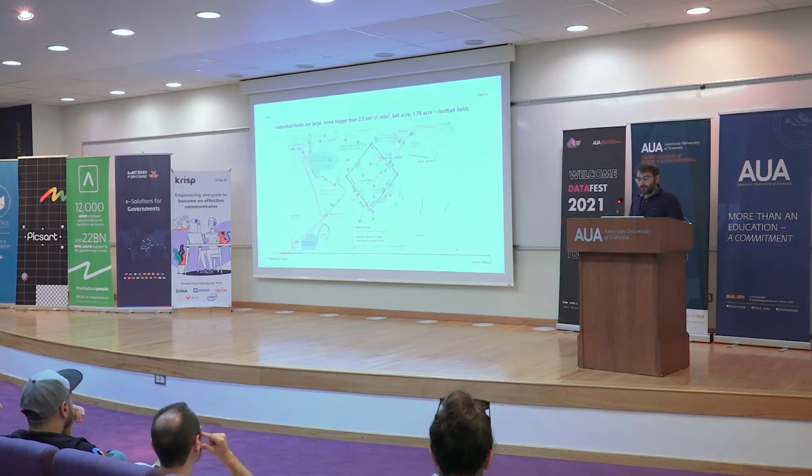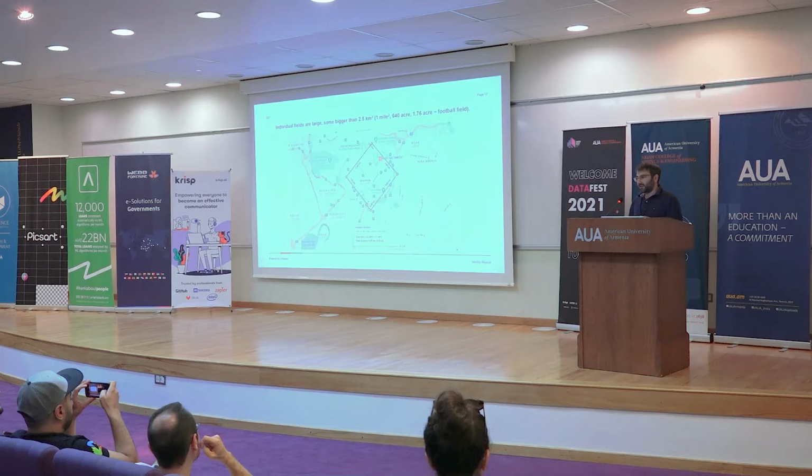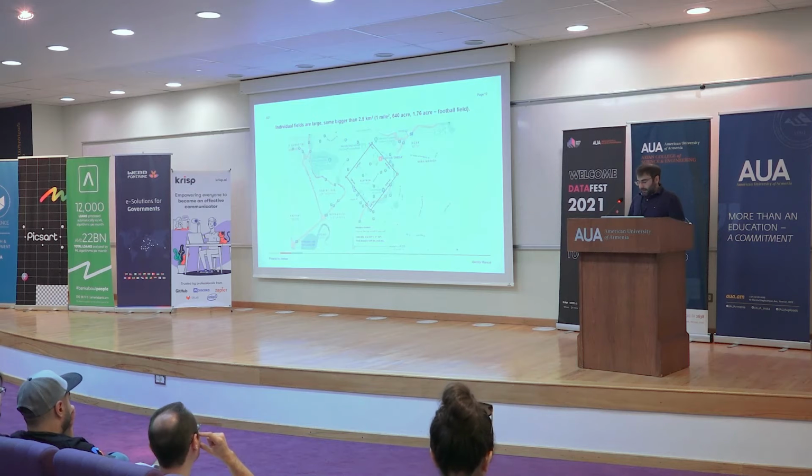So a few words about the field sizes. You can imagine that some of the fields in the US are really big, so they can be around 2.5 square kilometers, which is around the same size as the Yerevan small center. Of course not all the fields are this big, but there can be even bigger fields. Okay, so that's kind of an introduction.